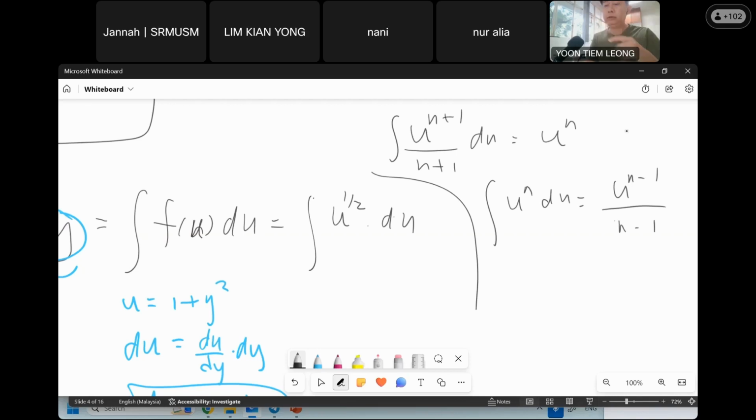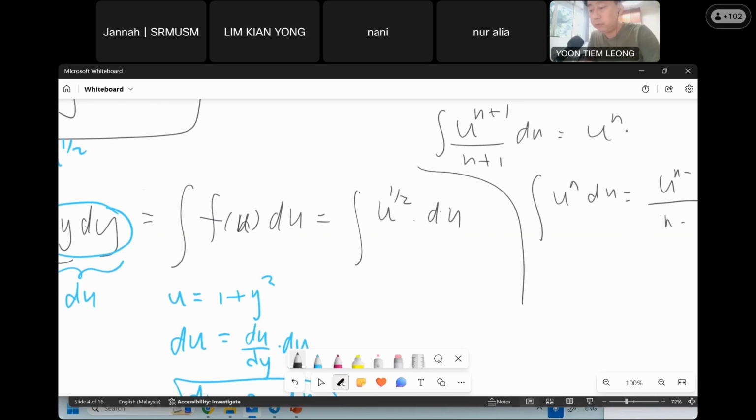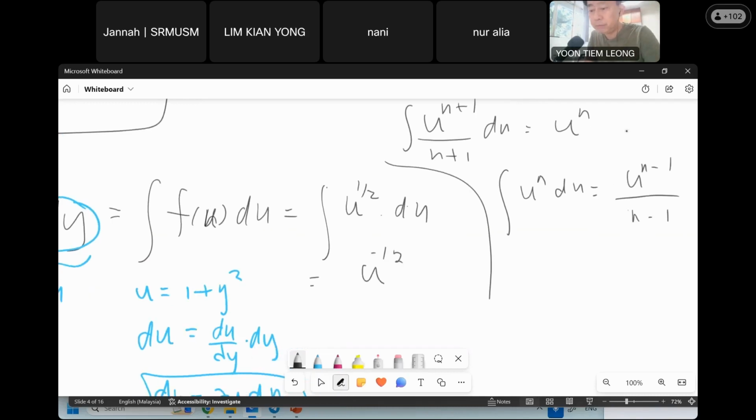Yeah, I think I should be correct. Okay, so that would then equal u to the power of minus half over minus half. So that turns out to be minus 2u to the half. Is this the correct answer?